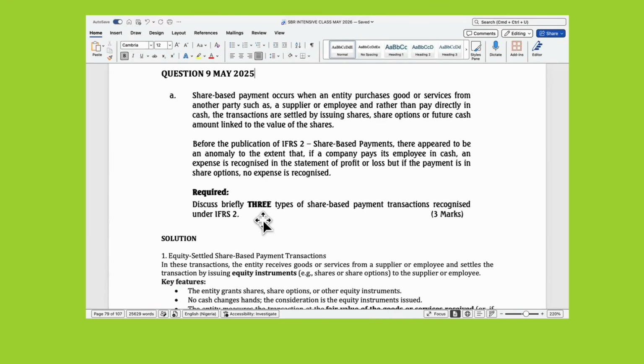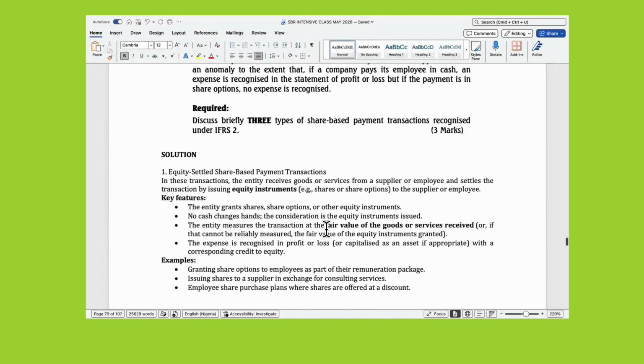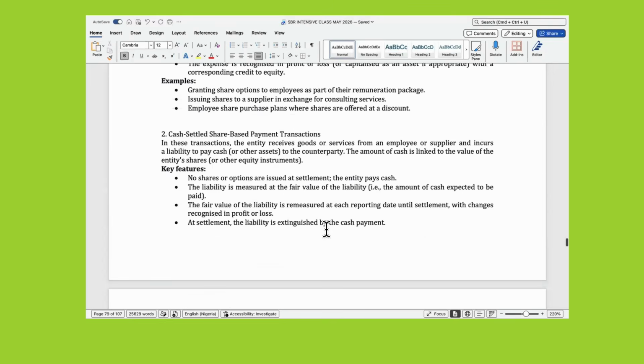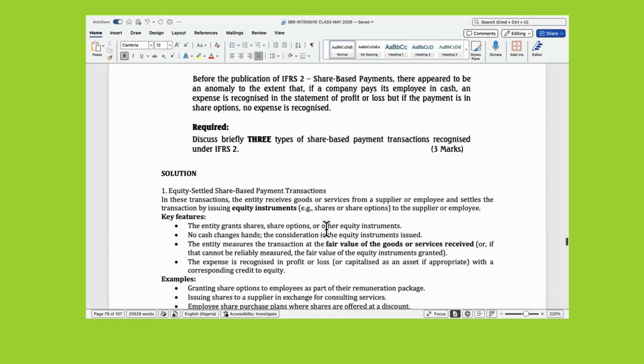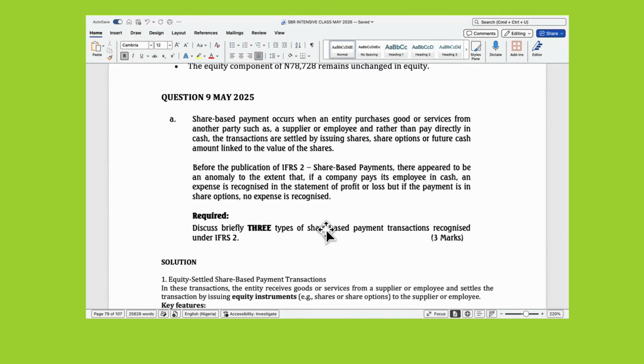What I will just do is use this question to teach you about share-based payment, to remind you about share-based payment. So the length of my solution might not be the length of your solution in the exam. However, if you can pick the important points, that's what you're expected to tell the examiner when you get to the exam, or in case they ask a question on share-based payment.